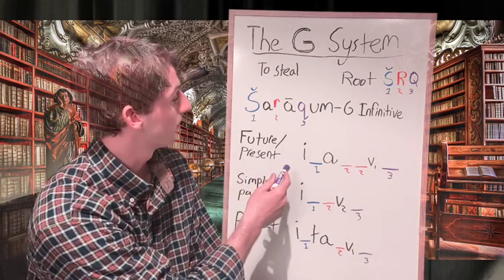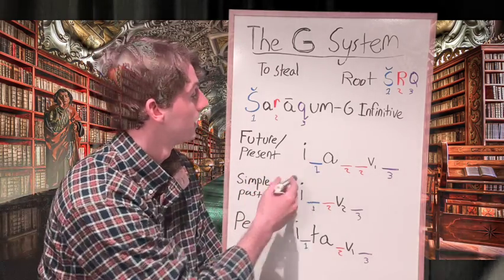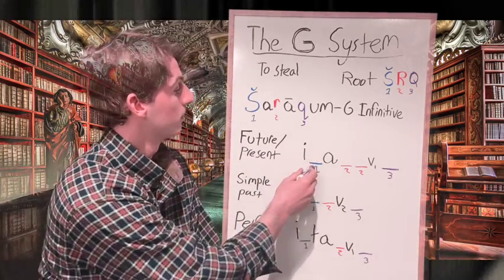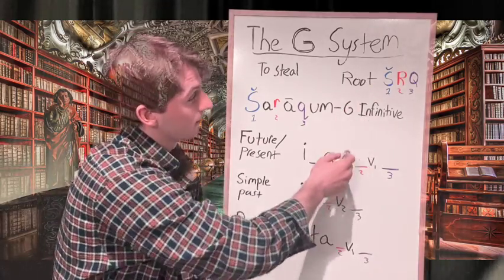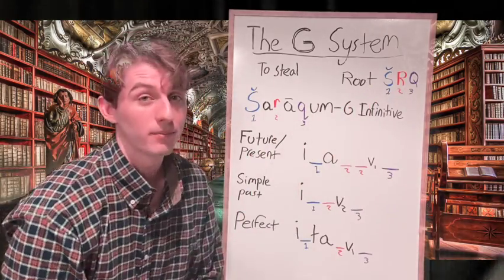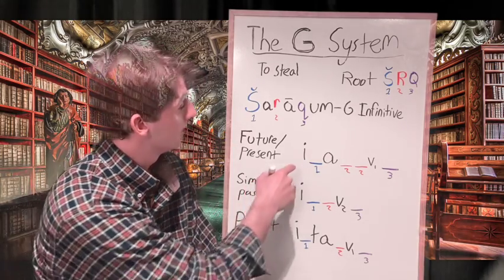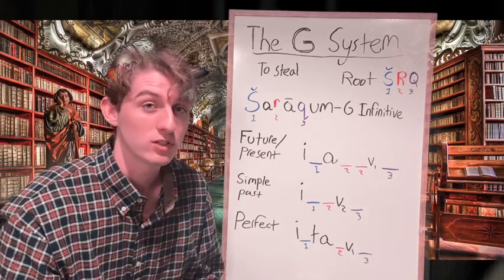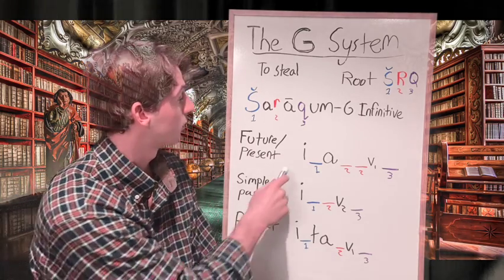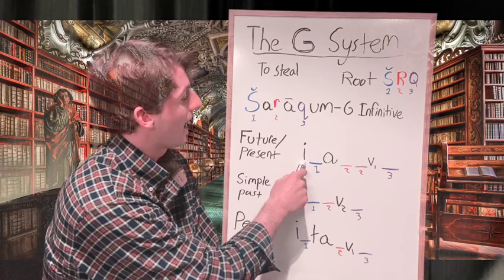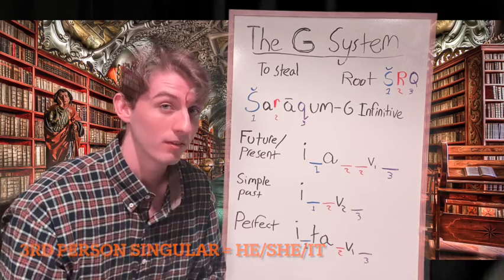Now, as you can see here, I've used different colors to mark where different root letters should belong. So as you can see, 1 marks where the first root letter would go within the pattern, 2, the second root letter, and 3, the third root letter. Now also notice that these begin with the letter I. Now this is subject to change based off the subject of the verb, and we'll discuss this in more detail later on in the video. But for right now, just remember that the I shows that this is a third person singular verb.